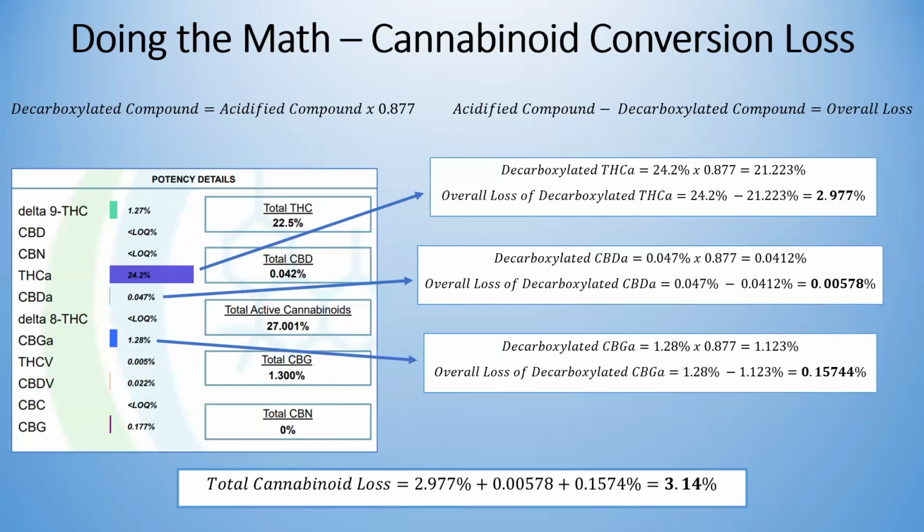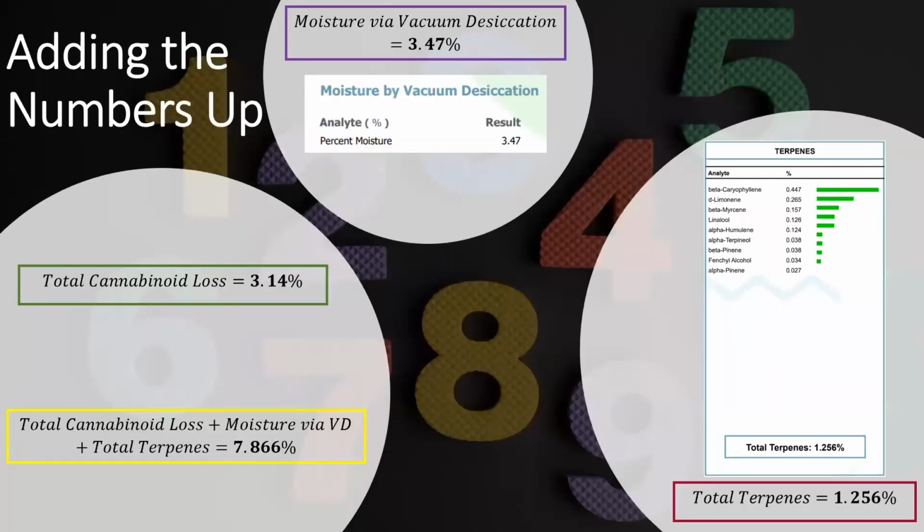So we need to now take that into account when looking at moisture via a loss on drying method. With that information, and the total percentage of terpenes, which is 1.256, we can take those losses and combine them to determine how much loss occurred just as a result of potency and terpenes. In this instance, we're looking at 4.396%. And then when this is added to that moisture of 3.47%, we now get a value of 7.866%. And this should be fairly close to the moisture value that was obtained via loss on drying, as it takes the loss of terpenes and the conversion of cannabinoids into consideration when determining the final moisture percentage.